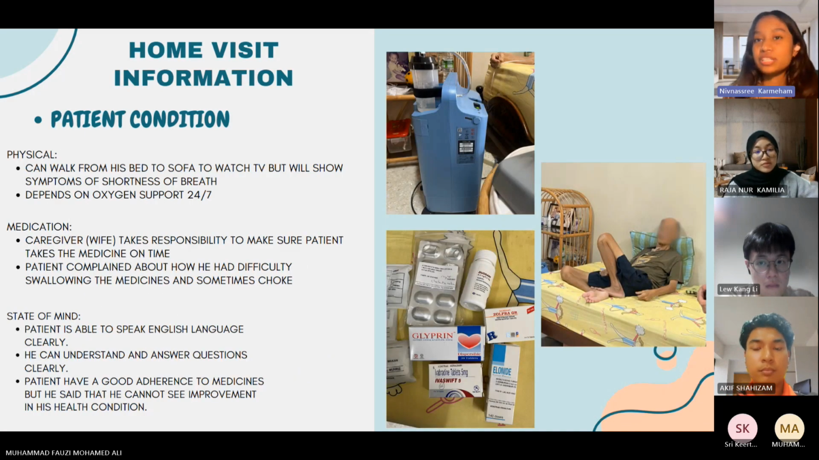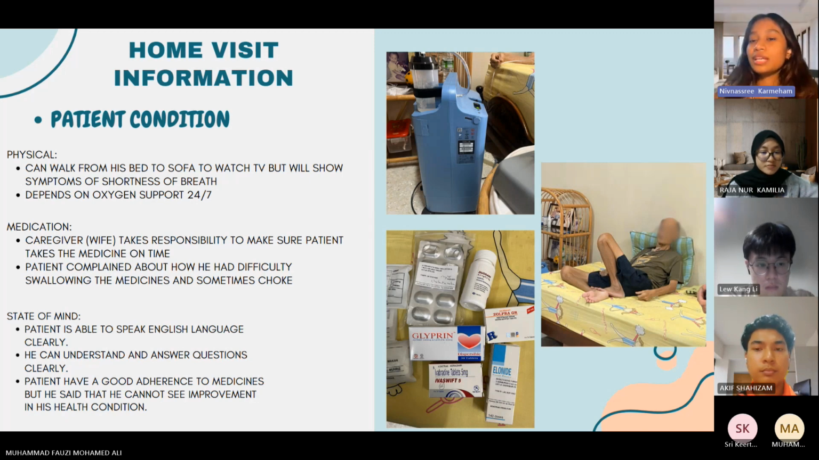First, we're going through the patient's condition. Physically, the patient can walk from his bed to the sofa to watch TV, but will show symptoms of SOB. He is also dependent on oxygen support 24/7. So how is he taking his medication? His wife, his sole caregiver, takes responsibility to make sure the patient takes the medicine on time. Due to the medication, the patient has complained that he has difficulty swallowing the medicines and sometimes chokes upon taking them.